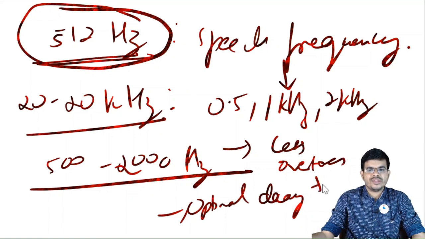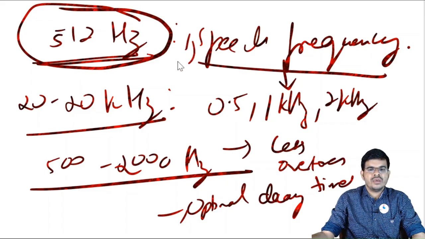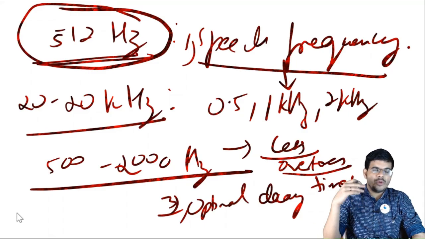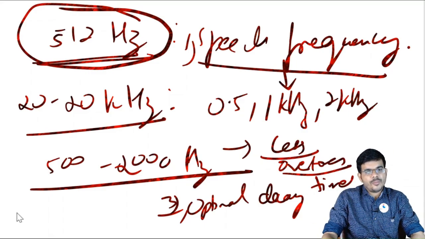So why is 512 Hz preferred? Because it is within the speech frequency, one thing, and it has less overtones, and it has optimal decay time, and of course the sound sense is more than the vibration sense.